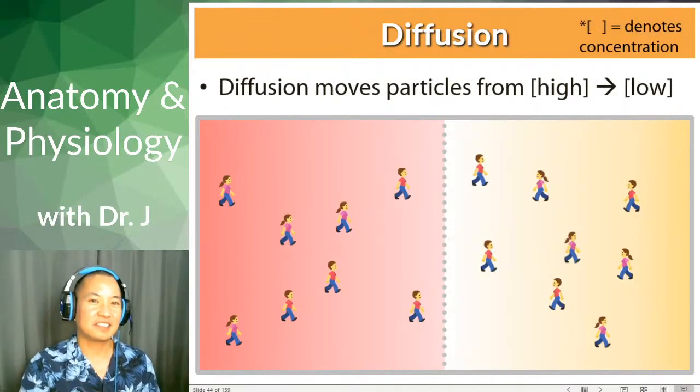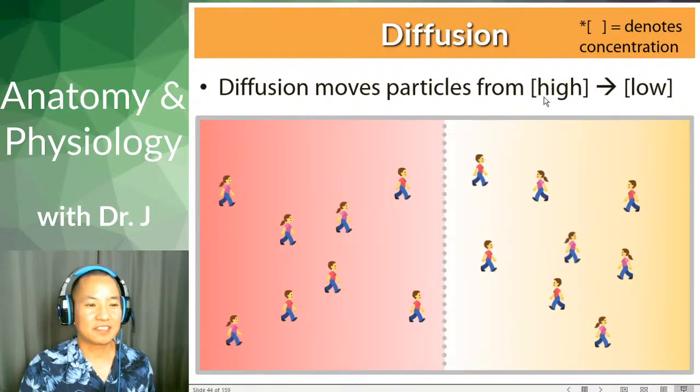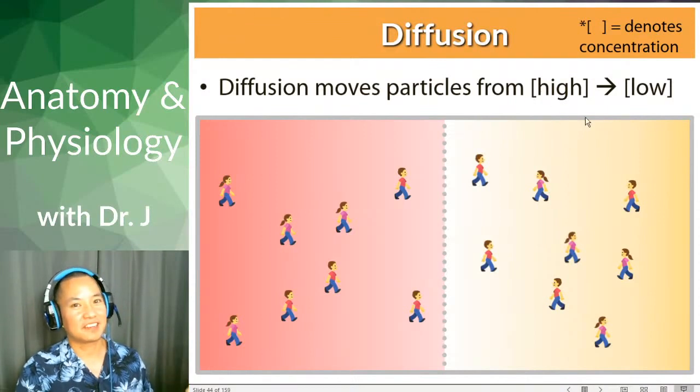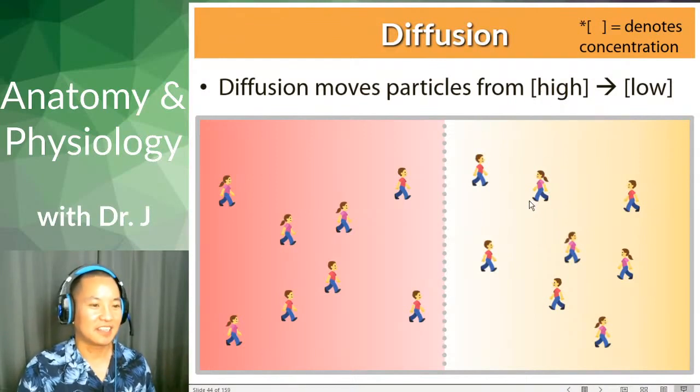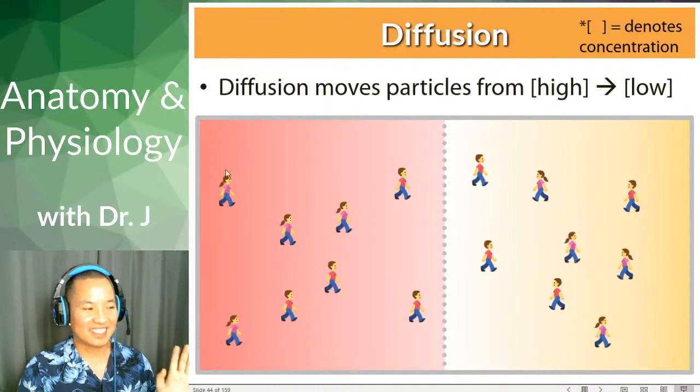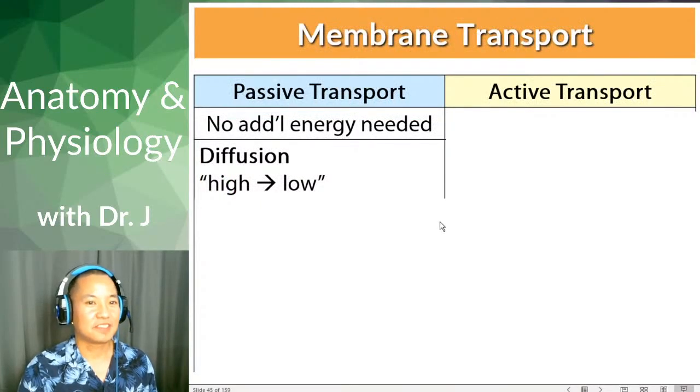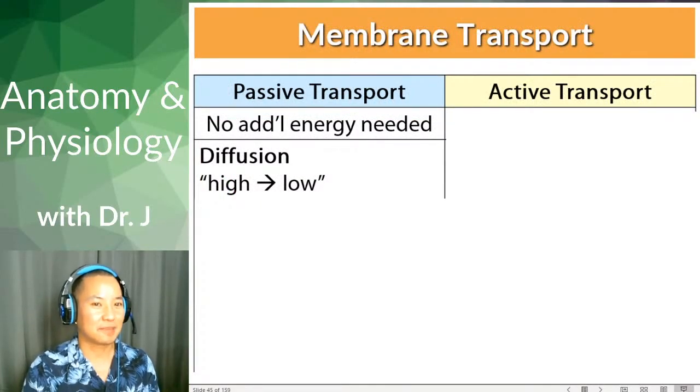And you'll see me using this notation a lot for shorthand. Whenever I put something within a single bracket like this, it refers to concentration. So I'm saying it moves from a high concentration to a low concentration. I'm not using it unconventionally, but just FYI, this is my shorthand. Okay, so we talked about diffusion, basically from a high concentration of particles to a low concentration of particles.